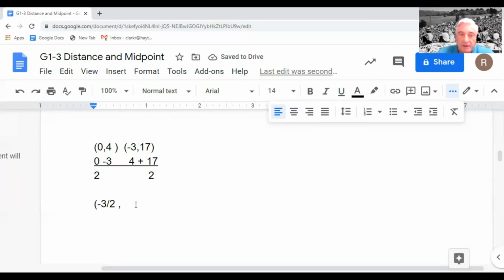Four plus 17 is 21. 21 divided by 2. 21/2 would work, but for some of you, you want 10.5. That's my point. That point is halfway between. Ask yourself, is 10.5 halfway between 4 and 17? Is minus 2/3 halfway between 0 and minus 3? That's how we do the midpoint.